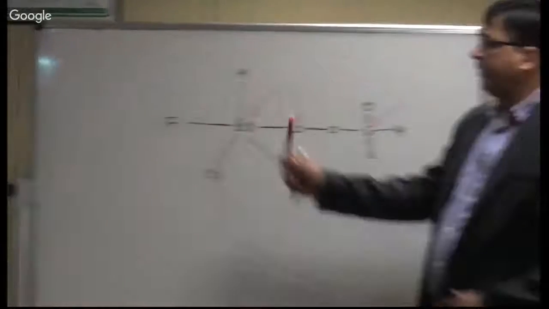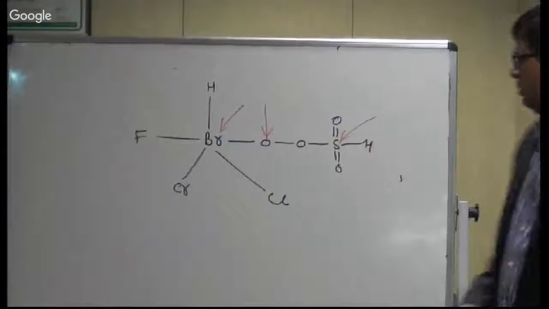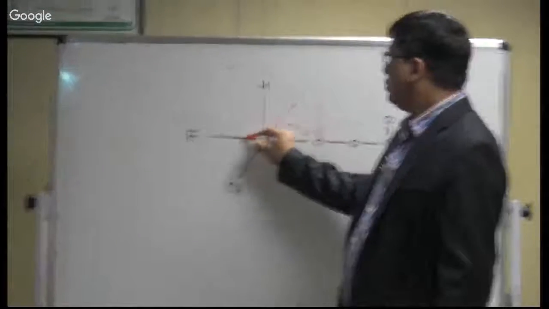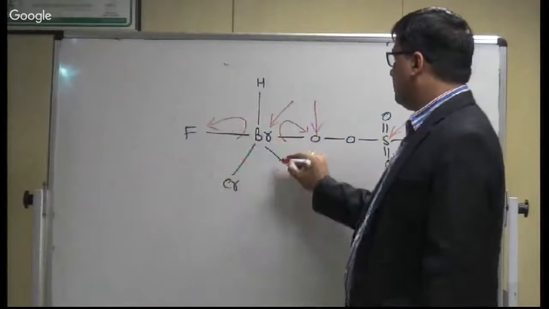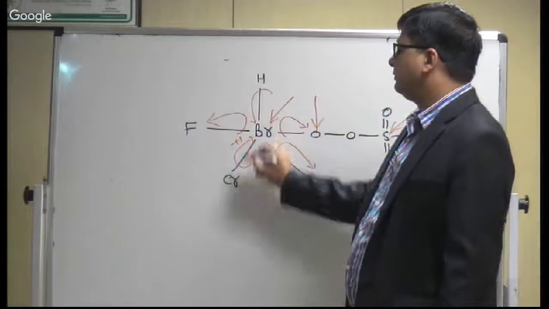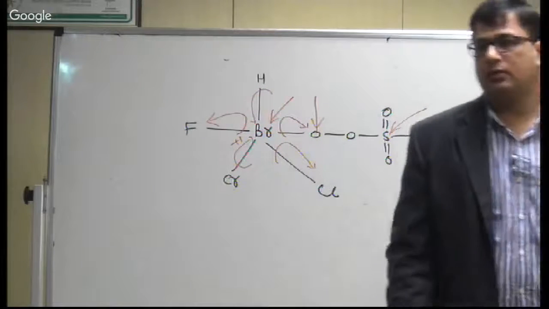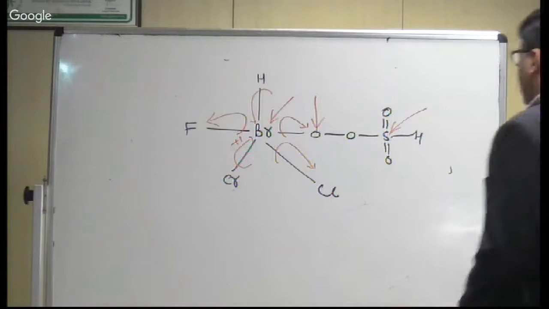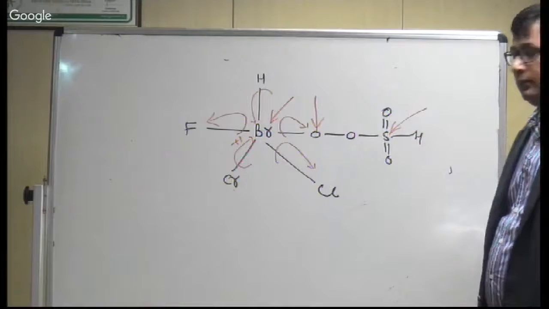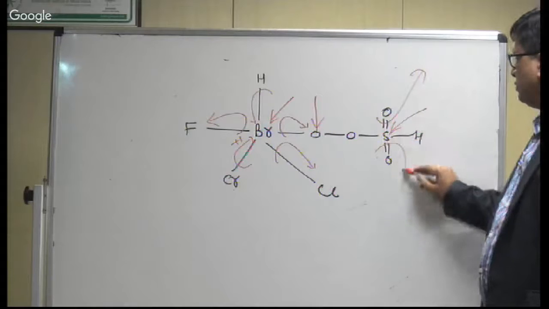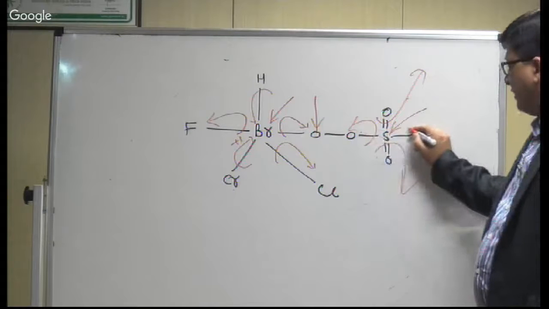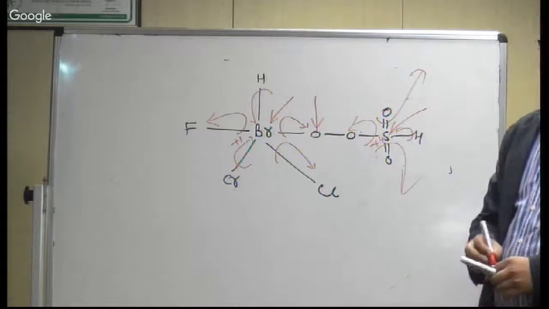So what is the oxidation state of bromine? 0. Net loss 1, 2. So these are the 2 loss. 3 loss, 2 gain, +1. And what is the oxidation state of the sulfur? Plus 4. 2, 4, 5 and 1 gain. So this is the plus 4. Clear?